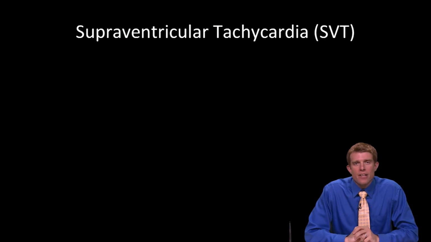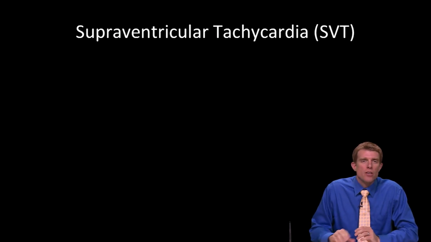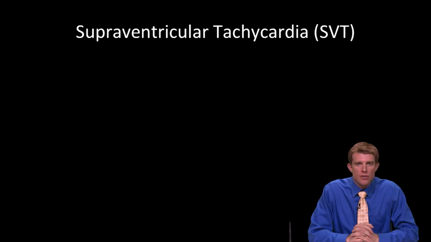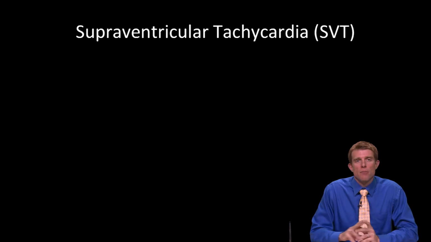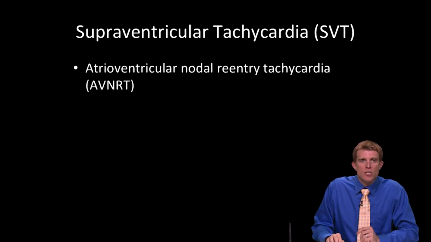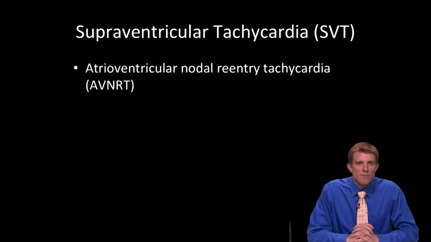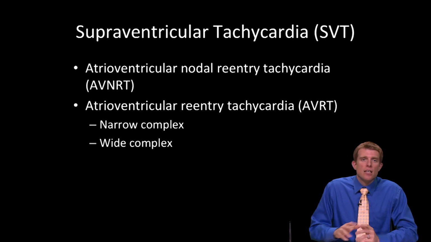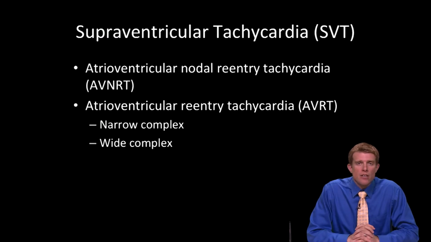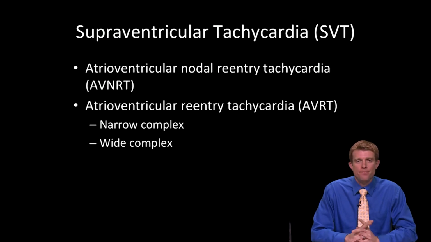So supraventricular tachycardia, or SVT, has also been known as paroxysmal supraventricular tachycardia, or PSVT. Paroxysmal has been dropped, though, in most nomenclature now, and so we just call it SVT. But SVT can be divided into two groups: Atrioventricular nodal reentry tachycardia, or AVNRT, and Atrioventricular reentry tachycardia, or AVRT. And this one is then divided into narrow complex and wide complex.